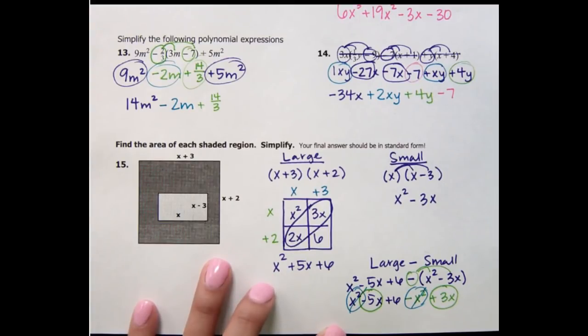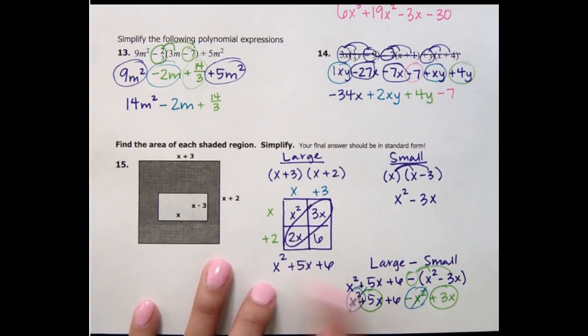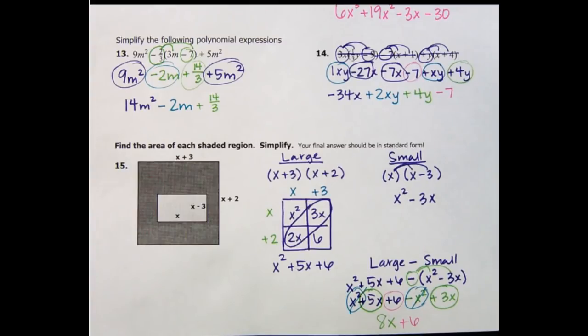Hold on, guys, I think, oh, yep, I made a mistake. This should be a positive. We have a positive over here, and I wrote it as a negative. So 5x plus 3x, this is a plus, I had it as a minus. So 5x plus 3x is 8x, and then this 6 is by itself. So it just ends up being 8x plus 6.